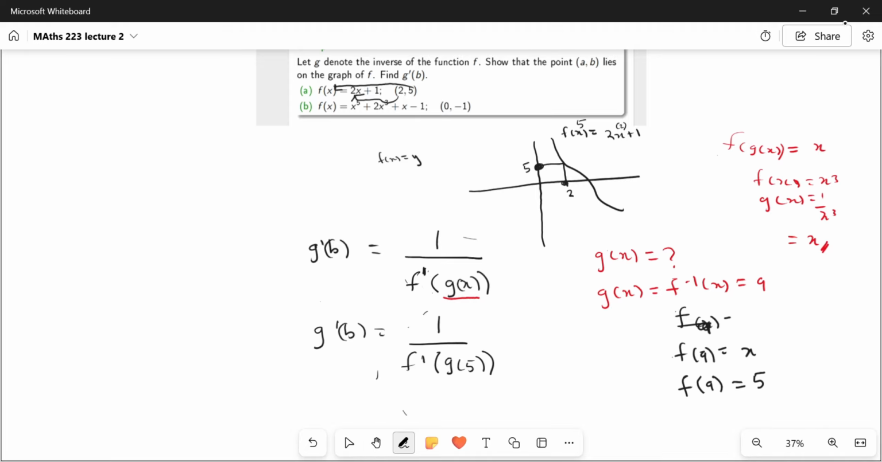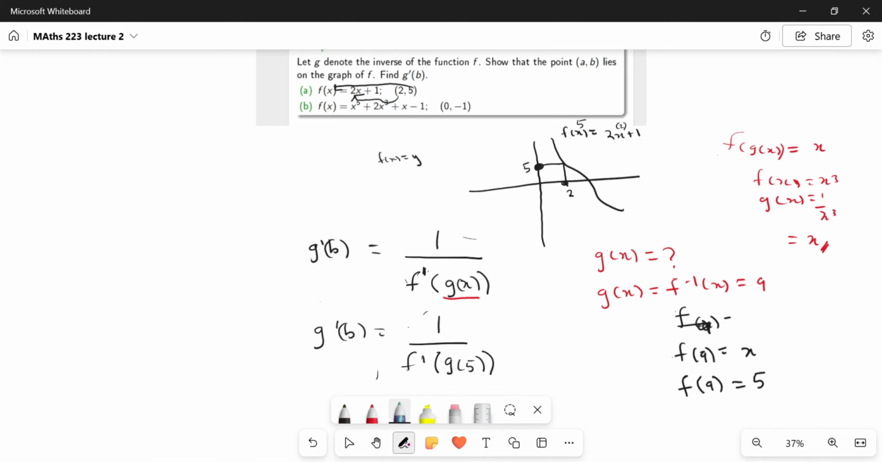Now, from what we saw, f of x is 2x plus 1. When the value of f of x, or f of a variable, is 5, then the x value that gives us that relation is 2. That's what we are seeing over here, and it was given to us in the question. Therefore, g of 5 is equal to 2.